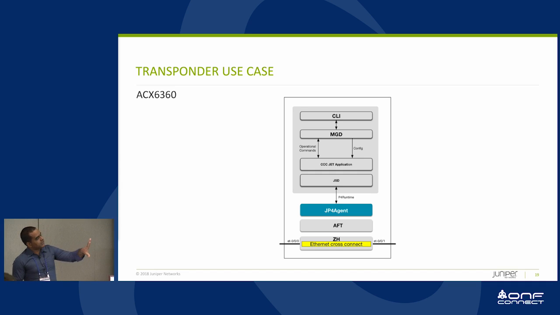So we run our JP4 agent on our FPC, and this gray area is what runs in the routing engine. The routing engine is nothing but the control plane of our boxes. So the initial idea was that we will, this transponder does not.